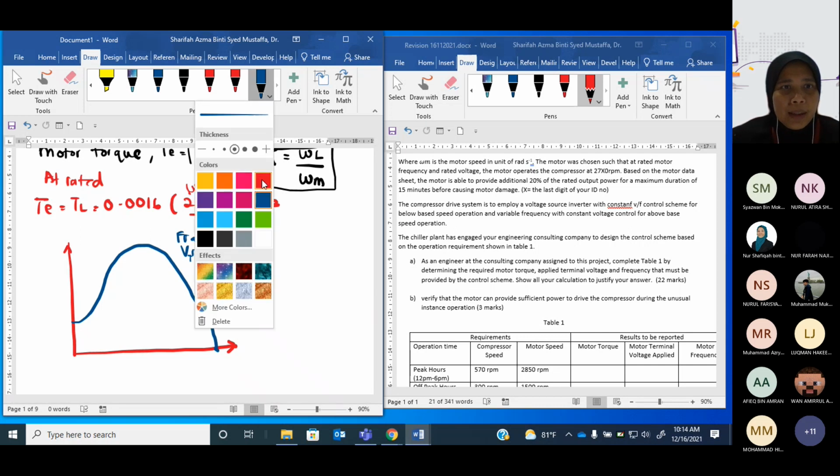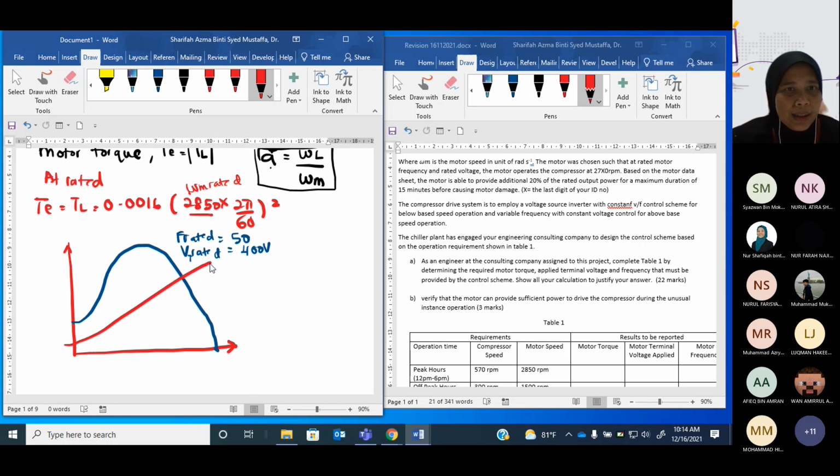Kemudian kita ada load characteristic like this. Dia macam omega squared, kan. So TL macam tu. So lebih kurang kat sini. So tak apalah, tersalah sikit, tak apa. This is at TE, and from the rated kita nak cari TE, and this speed. Kita nak tahu this speed. Is it 2850 or 27x0?